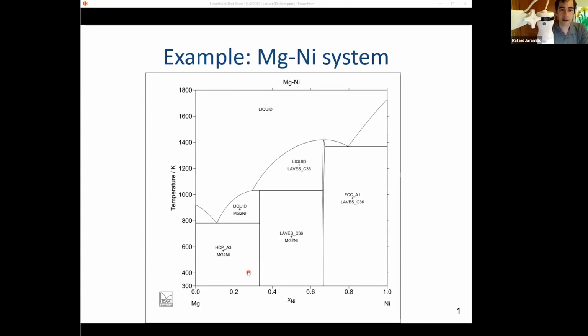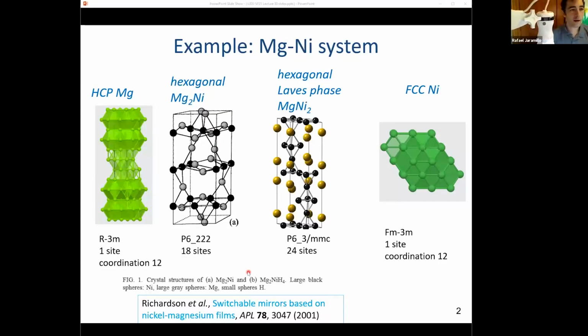So that's an example. One of the hallmarks of line compounds in phase diagrams is that you have very different structure types. You can see how these are not reached, you don't reach this hexagonal magnesium 2 nickel phase just by individually substituting atoms from the HCP magnesium phase. They're really fundamentally different structures.